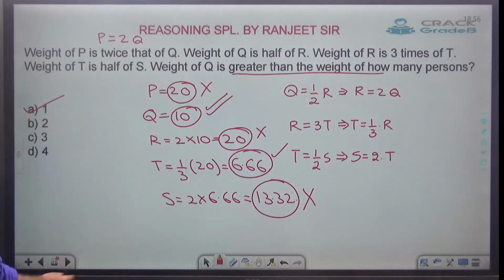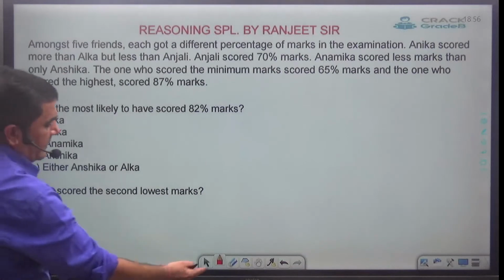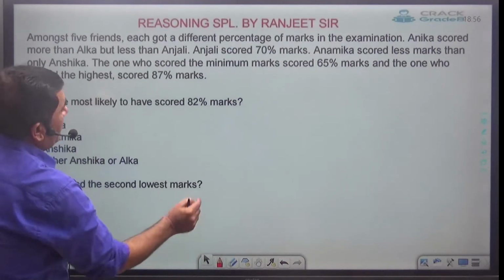Okay, let's see in the banking examination what sort of question is going to come. This question has come in your banking examinations. This is a banking previous year question.